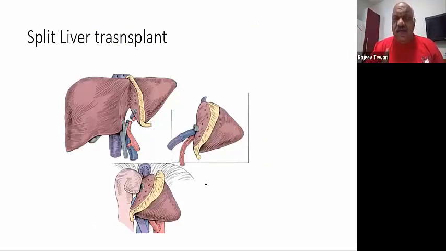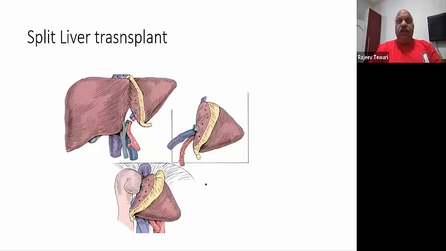Here, I'll emphasize one more point. I told you that bile duct is anastomosed to bile duct, hepatic artery to hepatic artery, and portal vein to portal vein, when it is end to end. But when we do split liver transplant, then we don't anastomose bile duct to bile duct. Then we do Roux-en-Y hepaticojejunostomy.